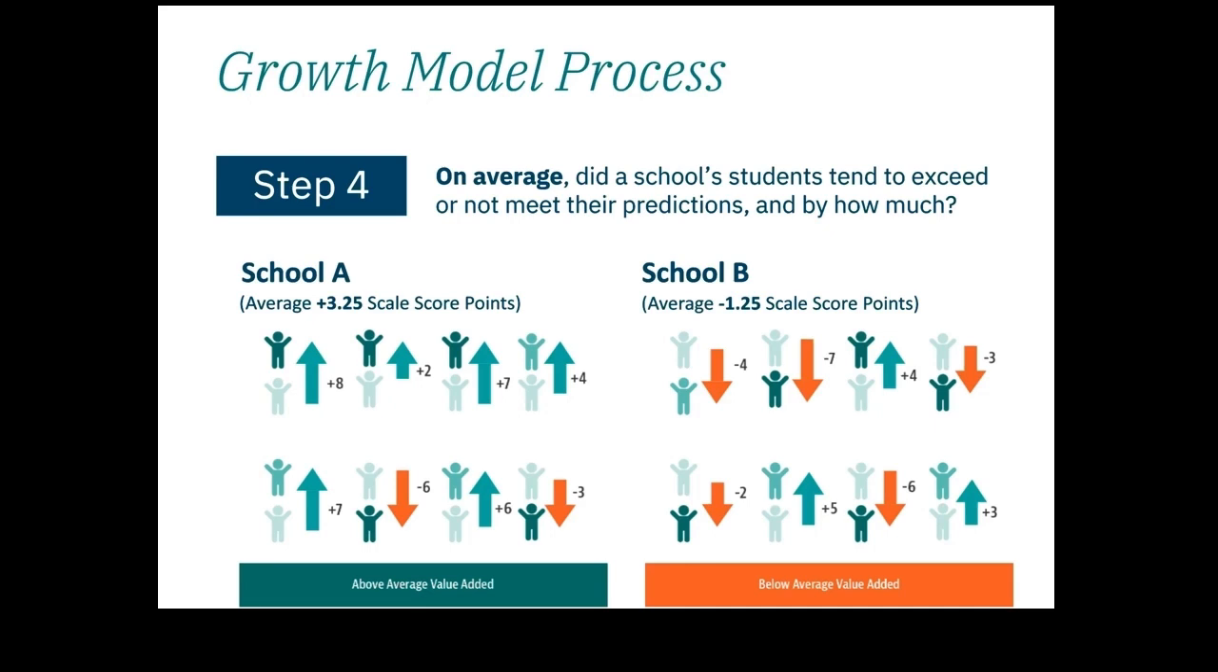And on school B, here's an average where students did not meet their predictions, in this case by a little under 1 RIT point. And if you want to turn this into value-added terms, which is something sometimes people want to talk about, on the left side, school A has above average value added, and on the right side, school B has below average value added. So we're determining, when we look at that group of students, did they tend to beat their predictions or not meet their predictions, and by how much.